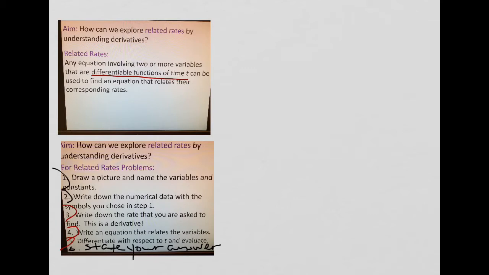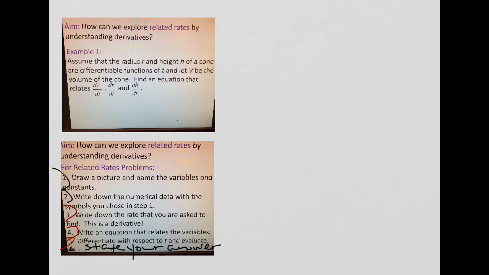So let's check out an easy example first and then a more complex example. I have to say that example 1 I don't particularly see a lot of on the AP exam. Maybe I've seen one question with it, but it is one to kind of get your feet wet. So it says, assume that the radius r and the height h of a cone are differentiable functions of t. So before I continue reading, or you can continue reading, it's always good to read the problem more than once.